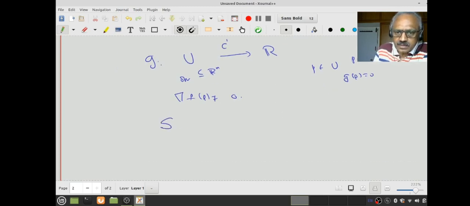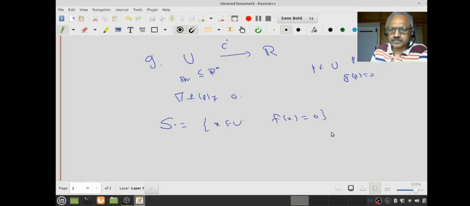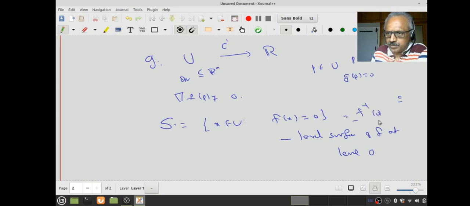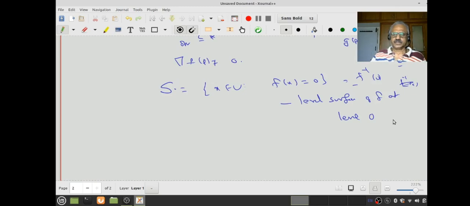Then let's look at the so-called level surface, that is, the set of all x in U such that G(x) equal to 0. This is called the level surface of G at level 0. See, it could be actually some constant c, then it will be level c. G(x) equal to c, then I will say this is G inverse of c, and I call c a level. Okay, we understand this. For convenience sake, we always denote it by 0.